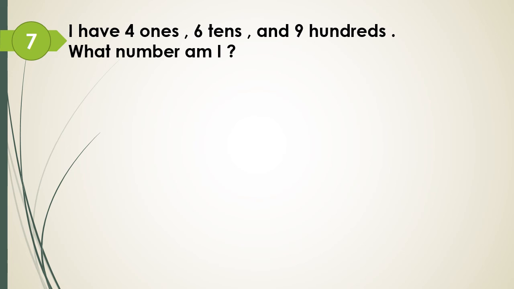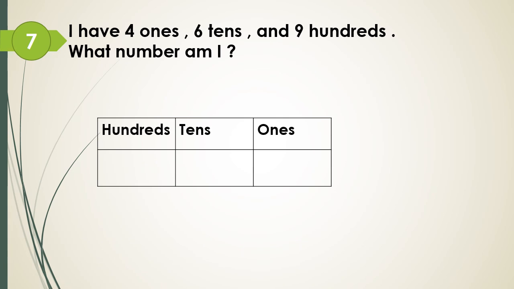Again, I have 4 ones, 6 tens, and 9 hundreds. What number am I? Also, we must draw a table that shows hundreds, tens, and ones. I have 4 ones, I put 4 under the ones digit. 6 tens, I put 6 under the tens digit. 9 hundreds, I put 9 under the hundreds digit. The number is 964.